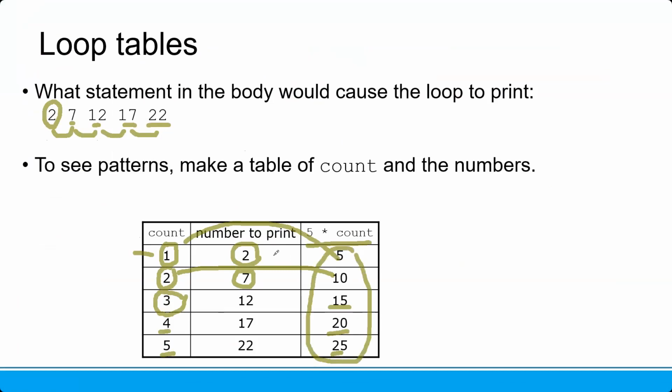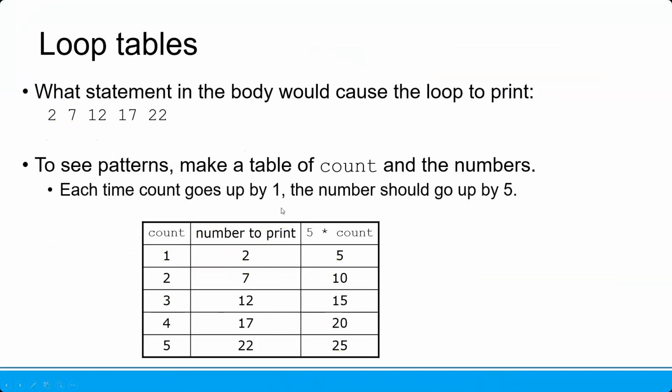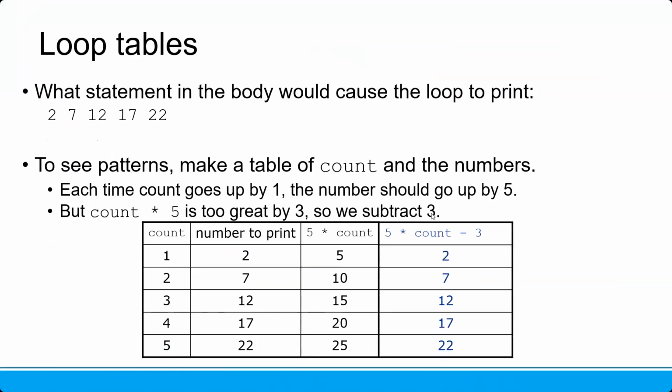And if you want to print the following number, you can see the pattern. We can just subtract 3. Count multiplied by 5 is greater than the target by 3, so we subtract. So we can make the formula 5 multiplied by count minus 3. So we will get the same values as the problem.